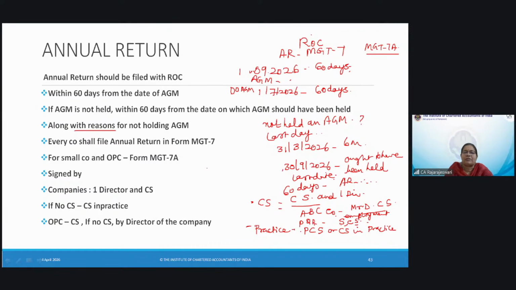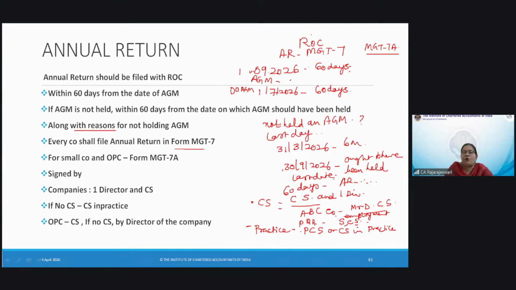That is also possible. But why are they not holding the AGM? Suppose they have sought an extension for holding the AGM from the ROC, then they have to specify the reason for which they have sought it. The shareholders are not available. What is the exact reason why they have sought the extension? That should be specified there.